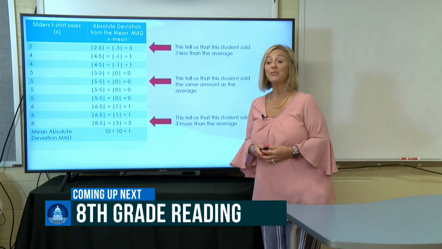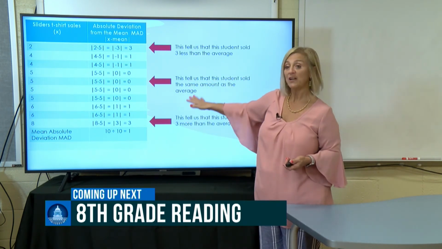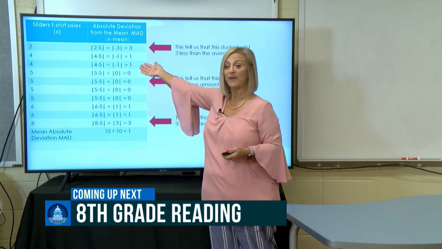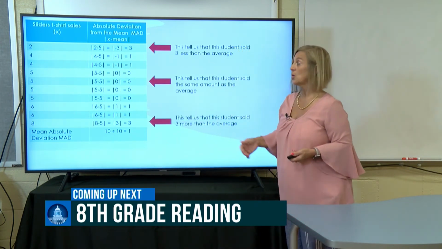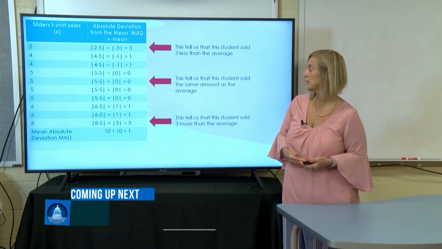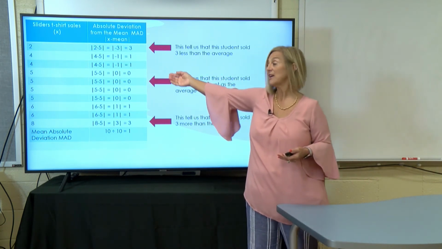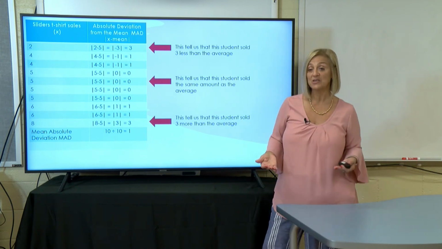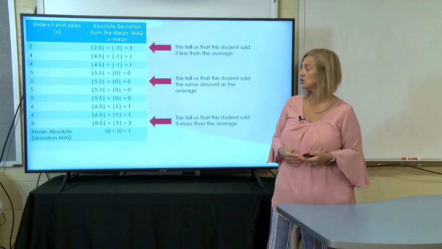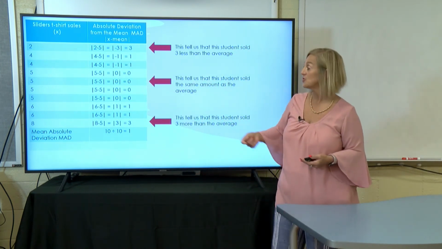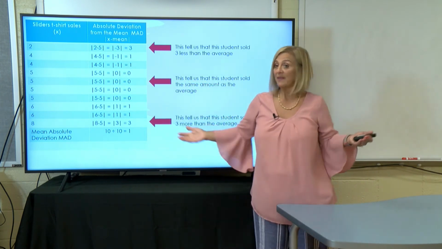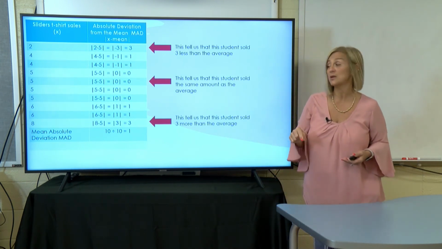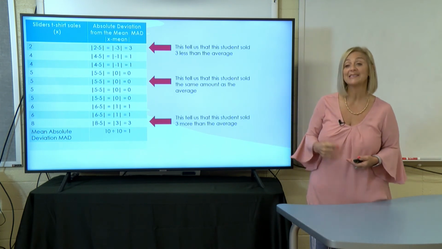Okay, so if we do the same thing and we calculate all of our deviations, 2 minus 5, negative 3, absolute value is 3. That means that student sold 3 less T-shirts than the average student. 4 minus 5 is negative 1. The absolute value of negative 1 is 1. That lets us know that that student sold 1 less T-shirt than the average. The 4 students who sold 5 T-shirts, 5 minus 5 gives us 0. The absolute value of 0 is 0. This tells us that those students sold the same amount as the average.